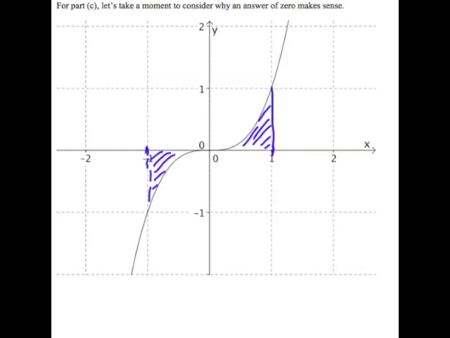And I think that should give you the basics of what you'll need to know about integration for next year.